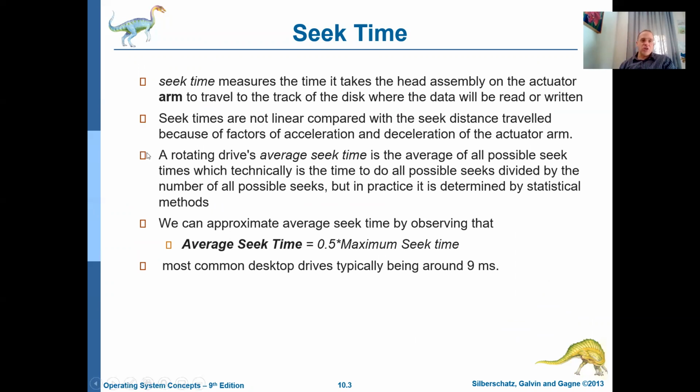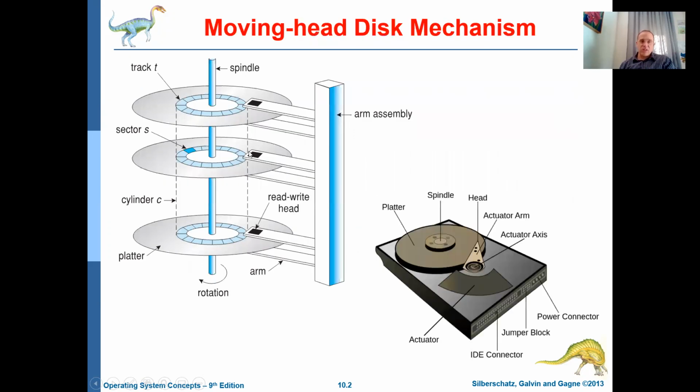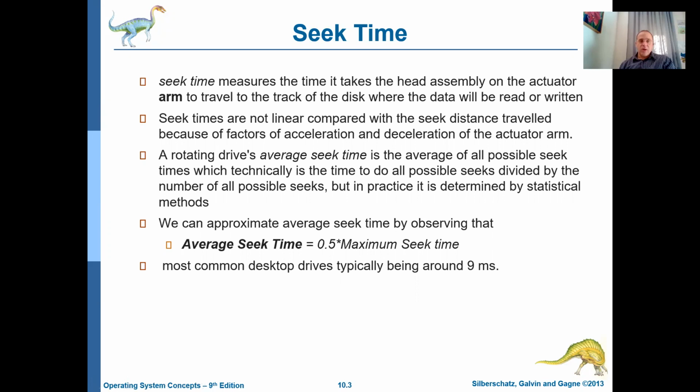The rotating drive's average seek time is the average of all possible seek times, which technically is the time to do all possible seeks divided by the number of all possible seeks. In other words, from here, I could seek 1, 2, 3, 4. And then how long is each one? And then divide them all by how many seeks I did. That would be the correct way to do it.